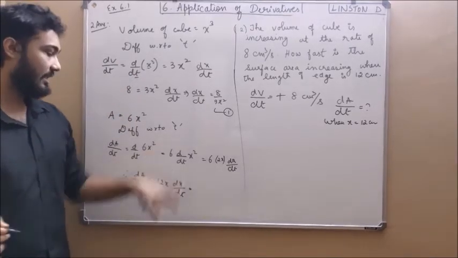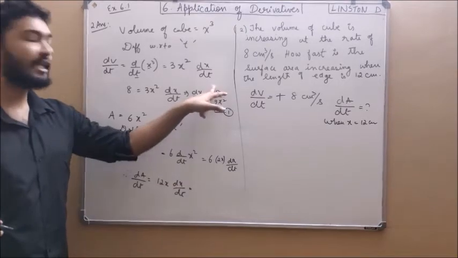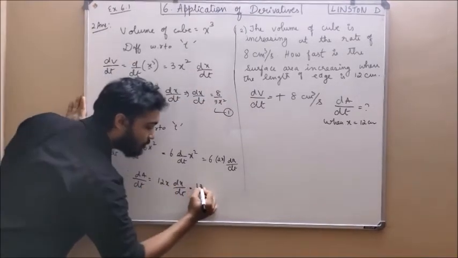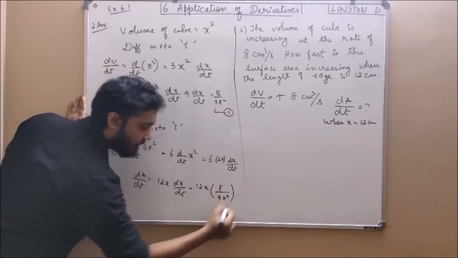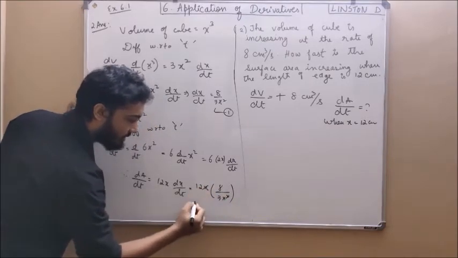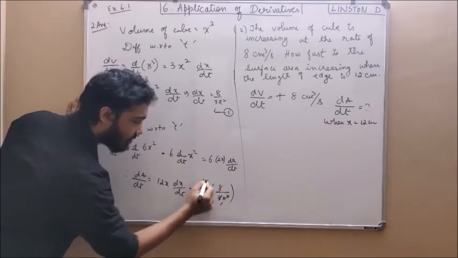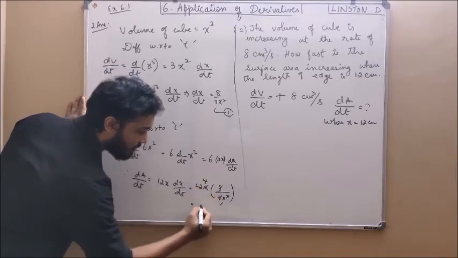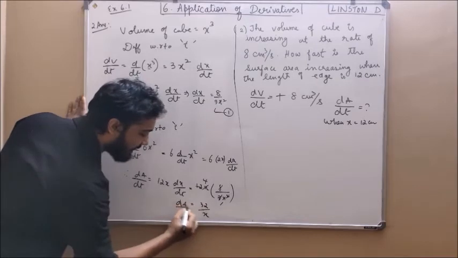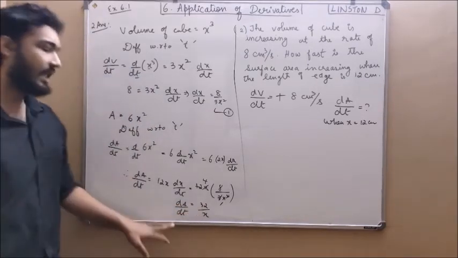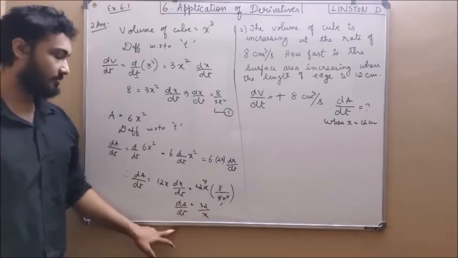What is dx by dt? dx by dt is nothing but 8 by 3x square. So substitute 12x into 8 by 3x square. So x and x will cancel. 3 ones are 3, 4 eights are 32, 32 by x. So we get dA by dt is 32 by x.